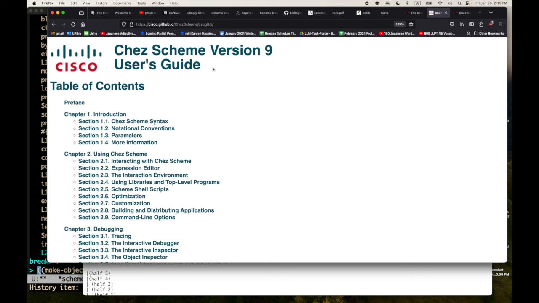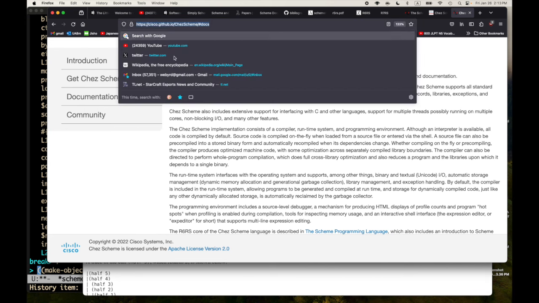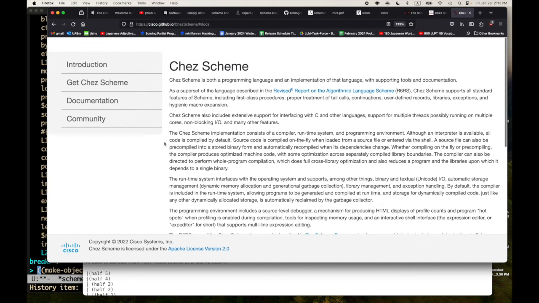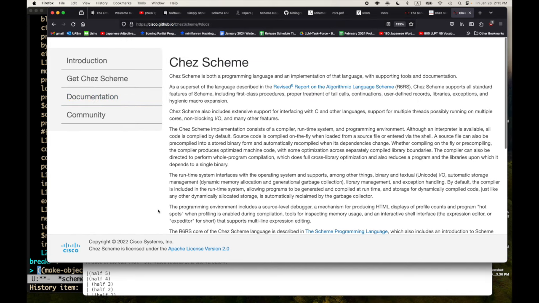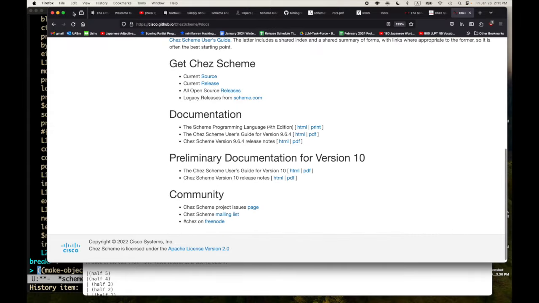So now you can run the full version of Chez Scheme, the full compiled version, whereas before you could only use the interpreter. And Chez Scheme is now available on GitHub. So I use Chez Scheme a lot, and we'll be using Chez Scheme in at least some of these videos. And so here you can see the cisco.github.io Chez Scheme page. And you can see that there's Git, Chez Scheme, documentation, all that sort of thing. Great.